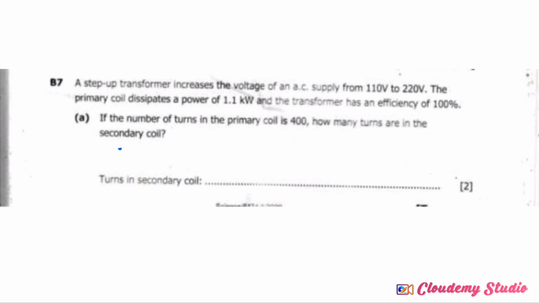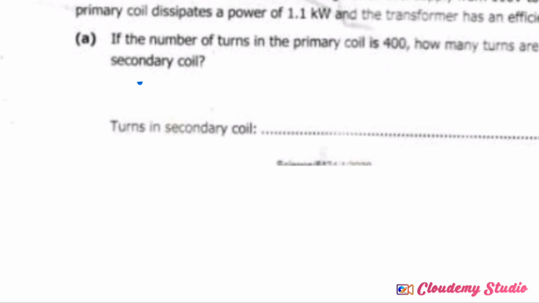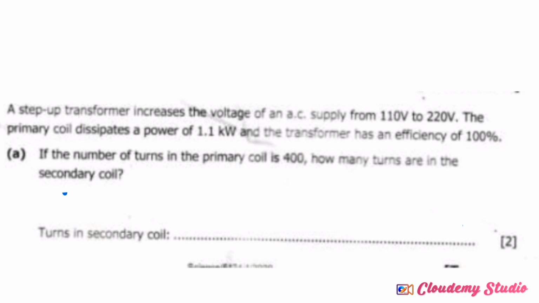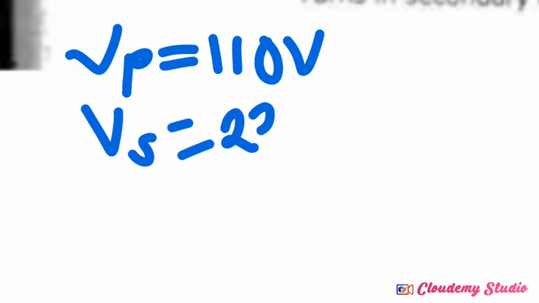This question is from the transformer topic, and the question is saying a step-up transformer increases the voltage of the AC supply. When you reach here, take note of the numbers. So I'll start collecting my data from this statement. They are saying the voltage of the AC supply is from 110 to 220. So meaning the voltage in the primary coil is 110 volts, and the voltage in the secondary coil is 220 volts. That is according to the statement.